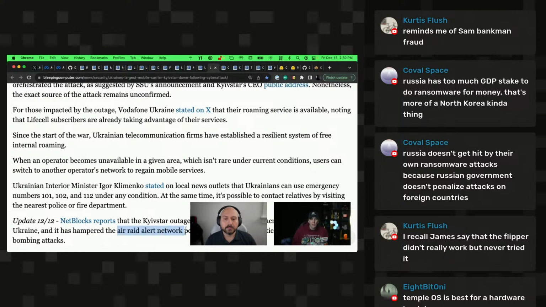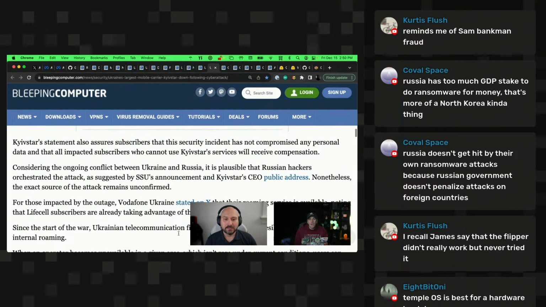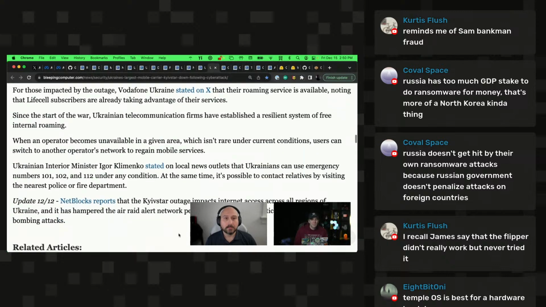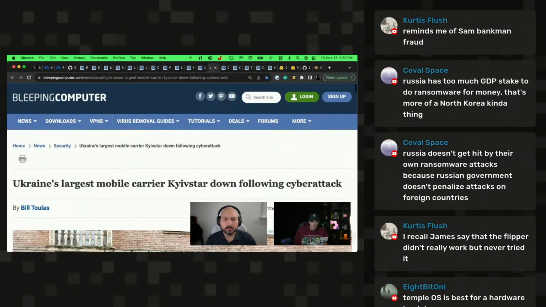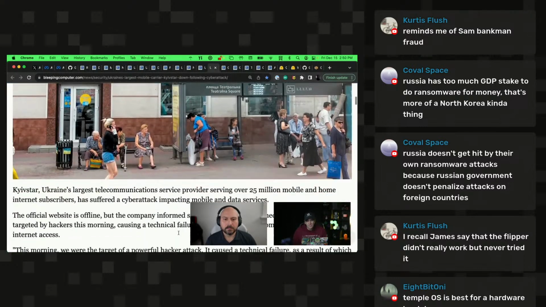So that air raid alert network has been super critical for people to be able to get timely notices about incoming attacks, and disrupting that is pretty dangerous. Other mobile carriers in the region have enabled roaming to allow people to connect even if they're affected by this outage. But it does appear to be a fairly successful cyber attack against a major carrier that has caused significant disruption.